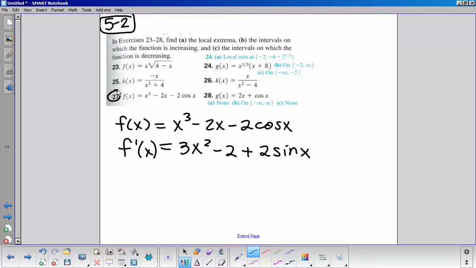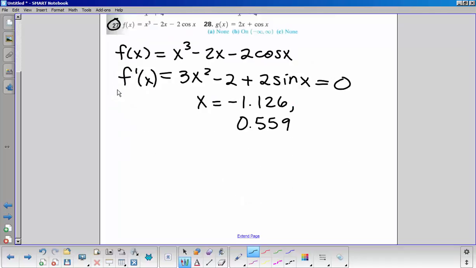Now, there's no way you have the skills to take that derivative and set it equal to 0 by hand. You need a calculator for this. Okay? So you're going to have to help me with that. X equals negative 1.126, and x equals 0.559.